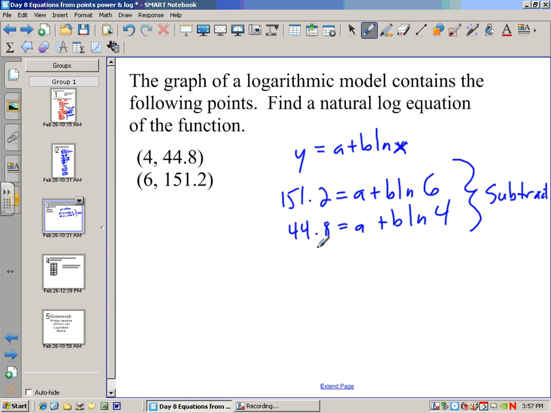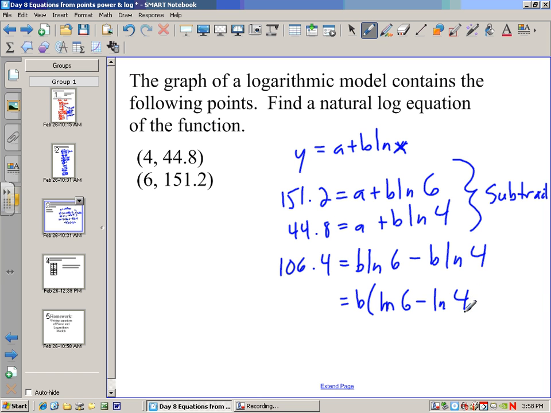151.2 minus 44.8 will get us 106.4. A minus a will cancel out. And then this over here will be b natural log of 6 minus b natural log of 4. Now, since a b is in both of these, I can pull a b to the outside, so I have natural log of 6 minus natural log of 4.